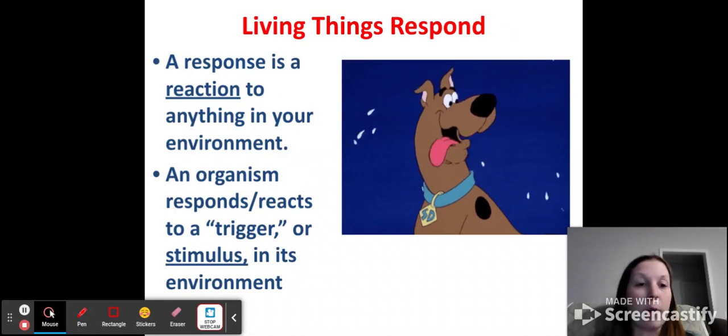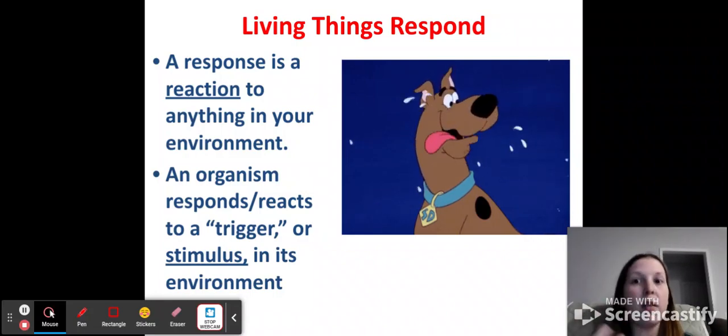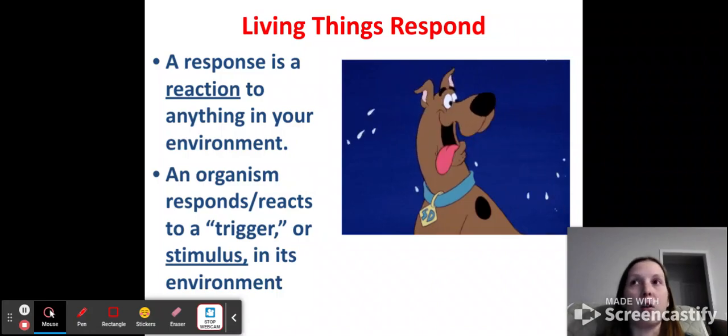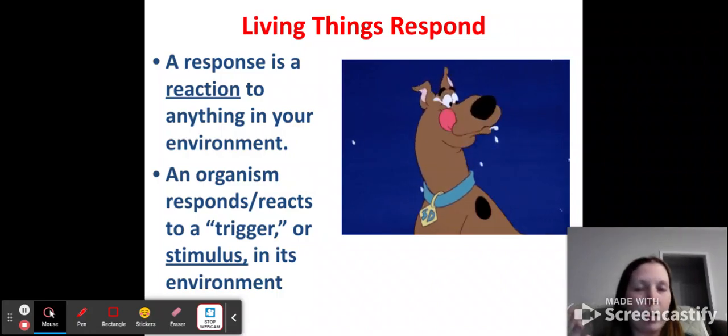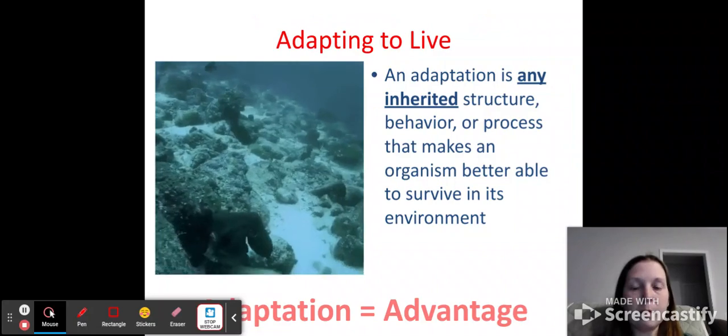So first, let's talk about response. So a response is a reaction to anything in your environment. A lot of times you'll hear this referred to as a stimulus. So here you can see, if a dog sees a treat, a lot of times they drool. That's a response to food. If we are sitting in a dark room and then we cut the lights on and you squint because your eyes are adjusting, that is a response to a stimulus as well.